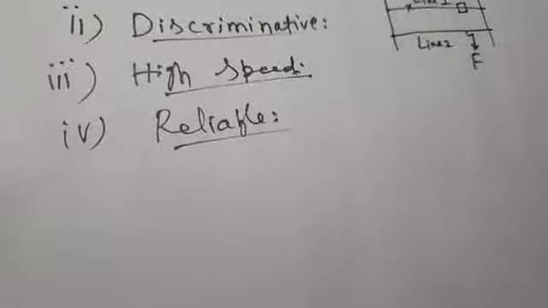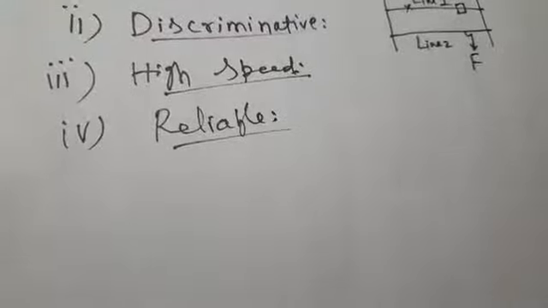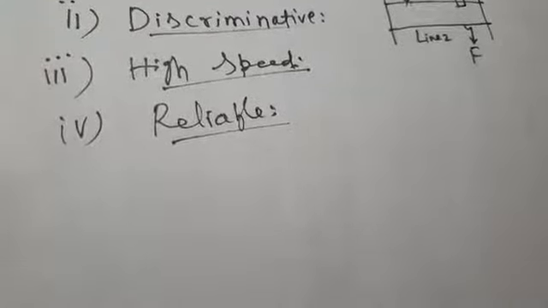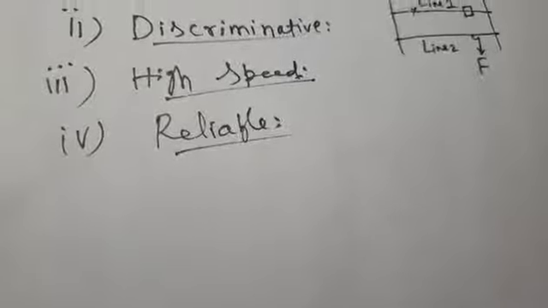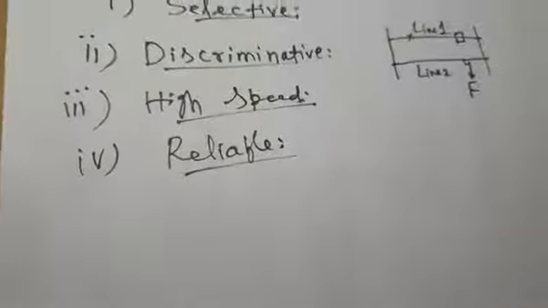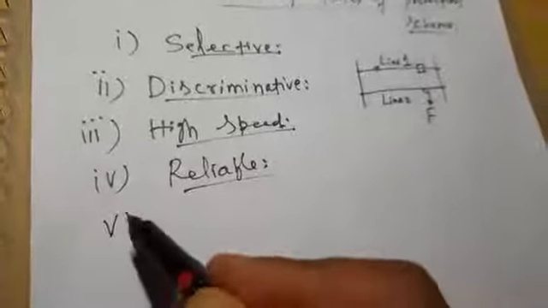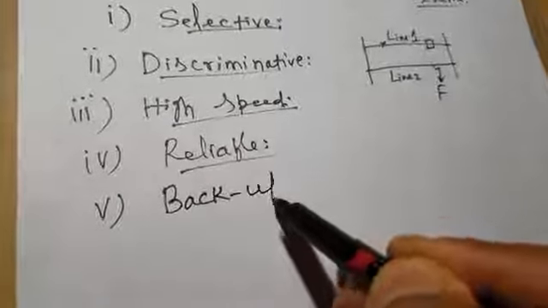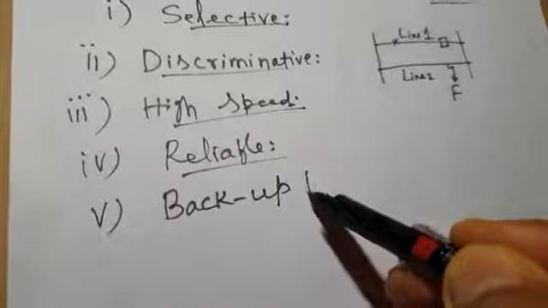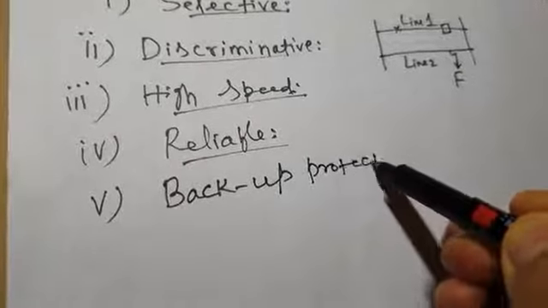And when the third time fault occurs, it operates. And when the fourth time fault occurs, it does not operate. It should operate for all abnormal conditions, and it should be reliable. Its reliability level should be very high. And the fifth desirable feature is that it should have backup protection also.